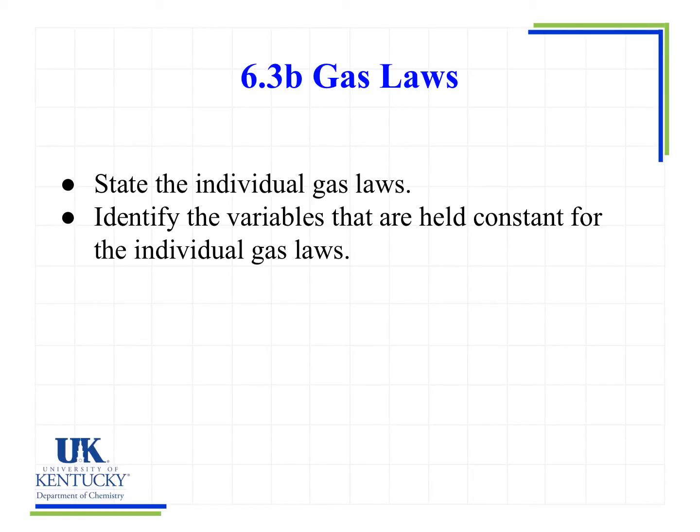In this lesson, we're going to look at the individual gas laws, and we'll also clarify which ones are direct and indirect relationships. And we will also identify the variables that are held constant. So when we're looking at the individual gas laws, what we see is that we're only looking at two variables. Some of you may have talked about the ideal gas law in another chemistry class. We're going to focus on these individual laws.